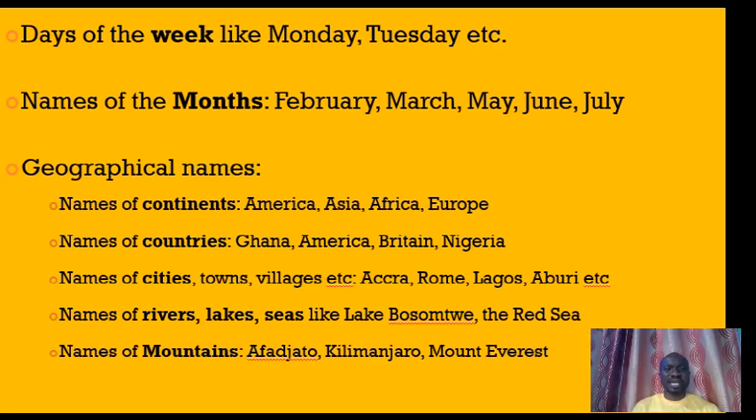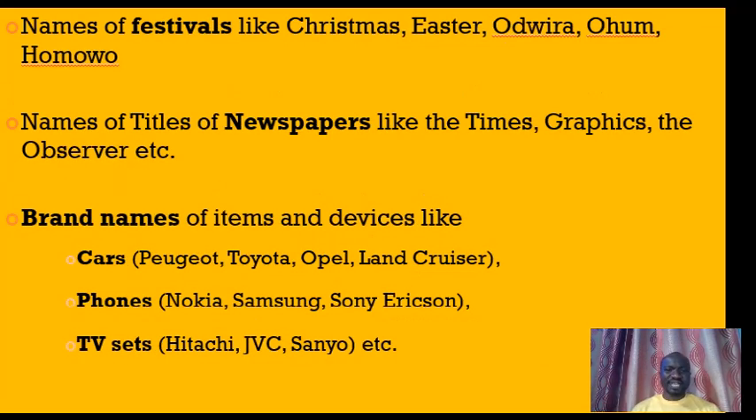These are all considered as what? Proper nouns. Names of festivals like Christmas, Easter, Ojura, Ohum, Omowo. Names of title of newspapers like Times, Graphic, The Observer. We also have brand names of items and devices like car, Peugeot, Toyota, Opel, Land Cruiser. We have phones, Nokia, Samsung, Sony Ericsson. We have TV sets, Hitachi, JVC, Sanyo.